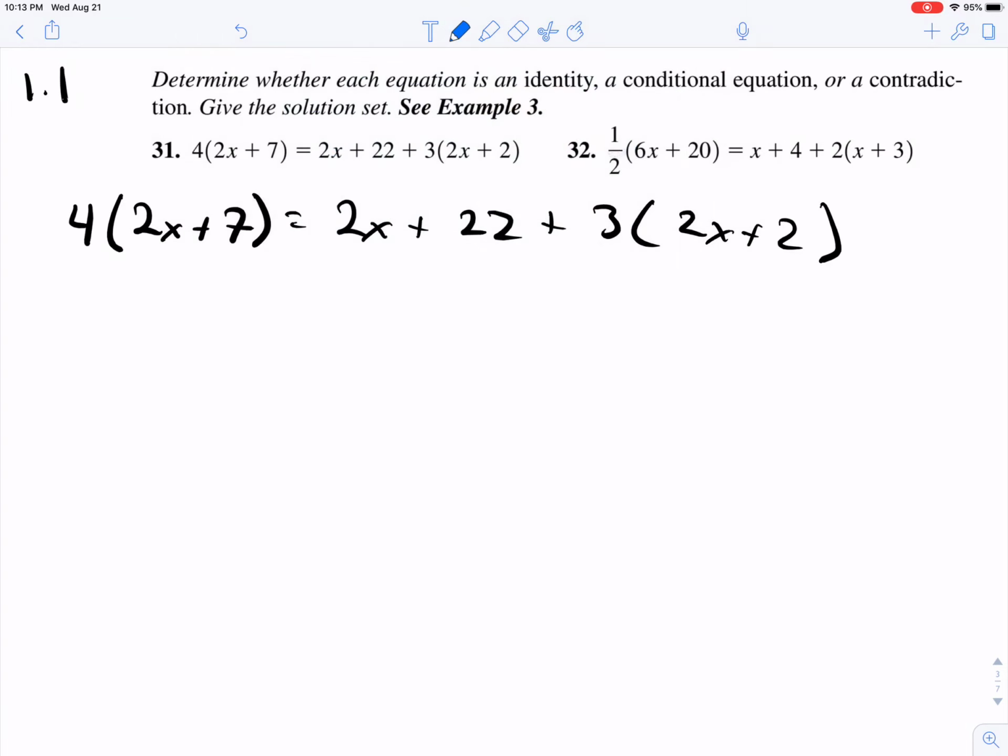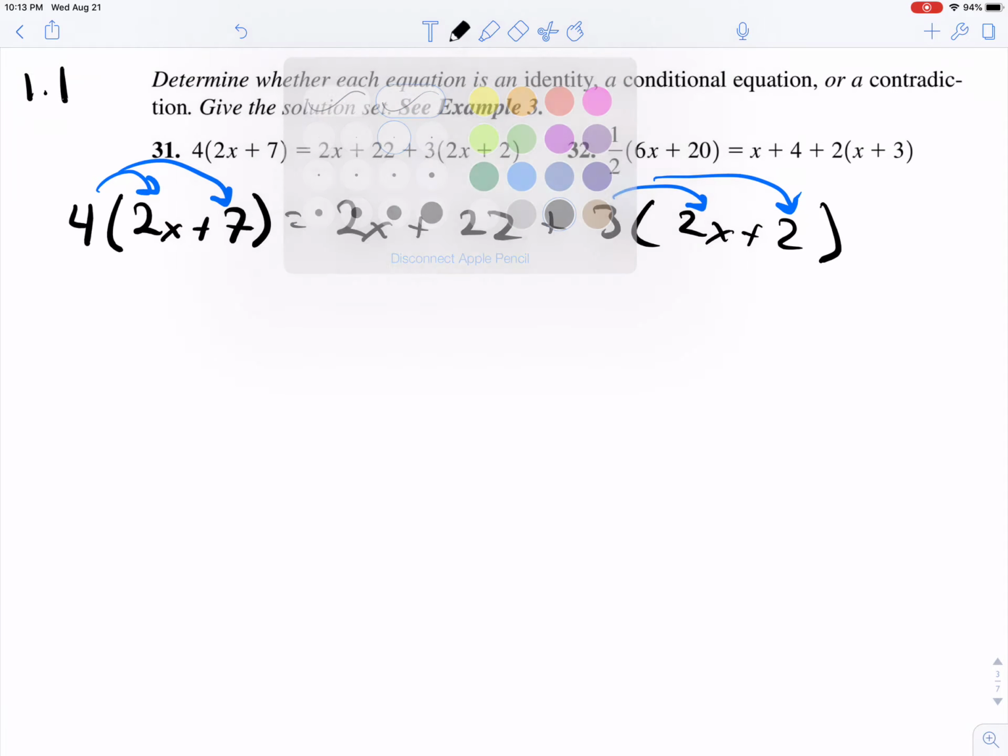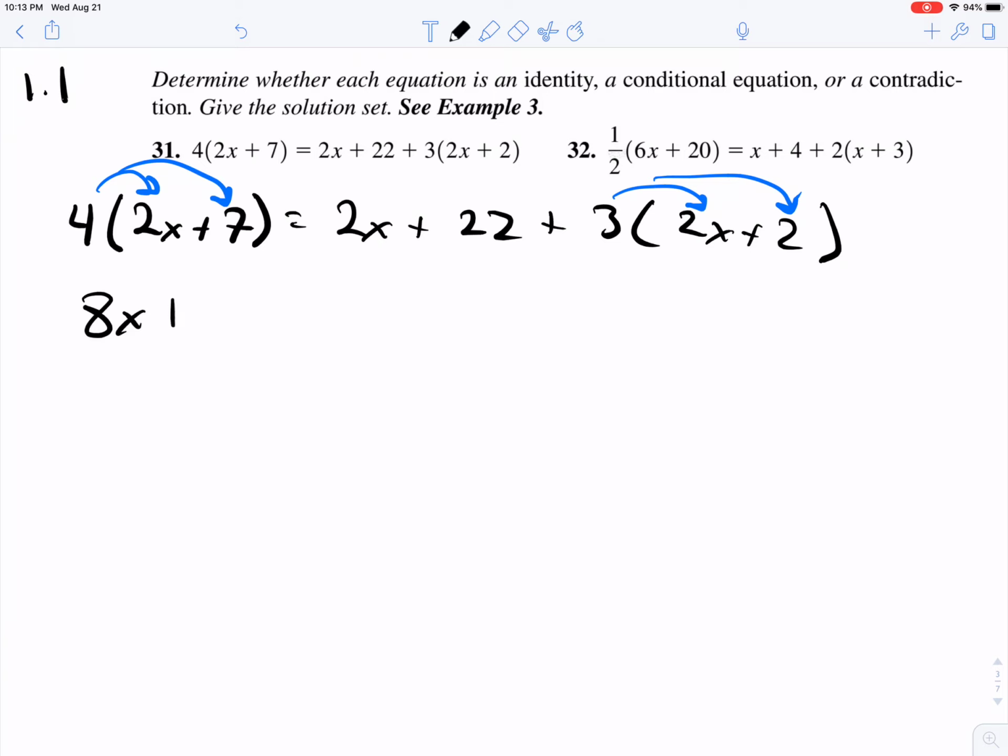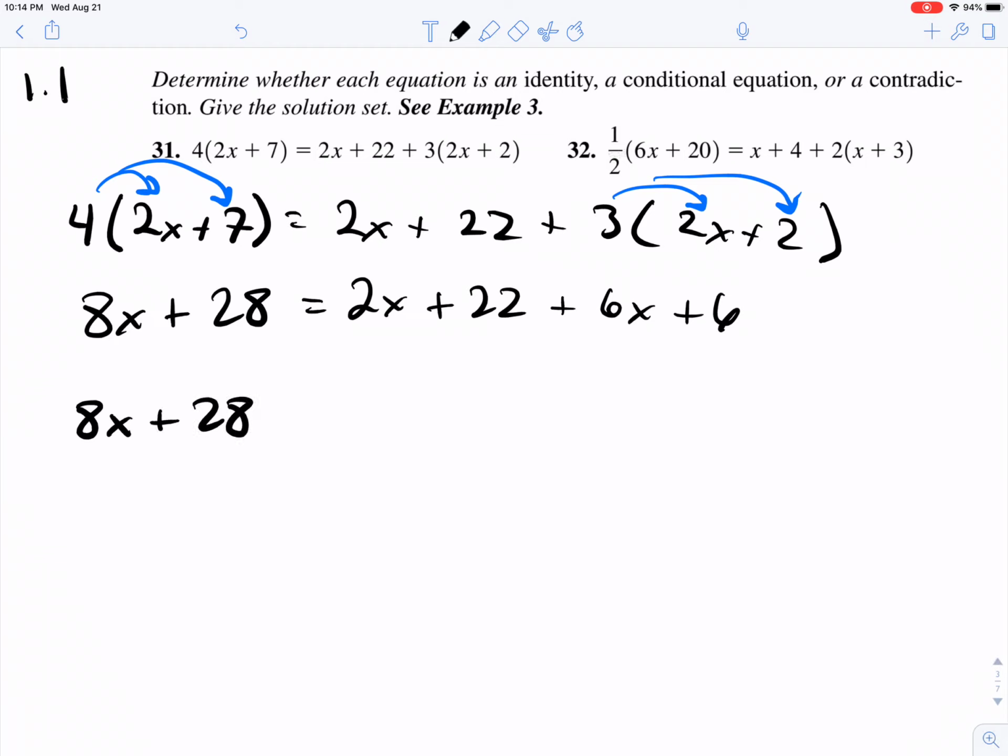So let's start by distributing over these parentheses, the multiplication over addition. So we can distribute here and here. We also can distribute here and here. All right. So if we do this, we have 8x. 7 times 4 is what? 28. Let me do this in 2 steps. 2x, 22. If we distribute to 3, 3 times 2 is 6x. 3 times 2 is 6. Let's set this as 0. I'm going to move everything to the left, right? So I'm just going to bring down the 8x, bring down the 28, subtract the 2x, we get negative 2x. Subtract the 22, we get negative 22. Negative 6x minus 6 equals 0.